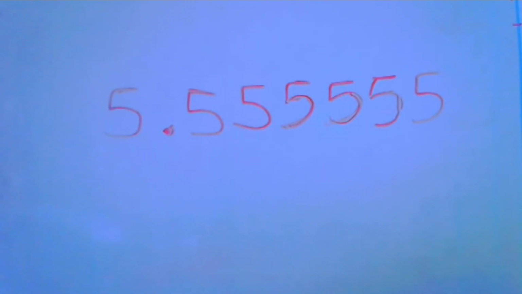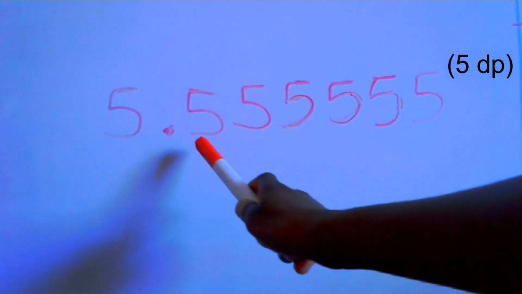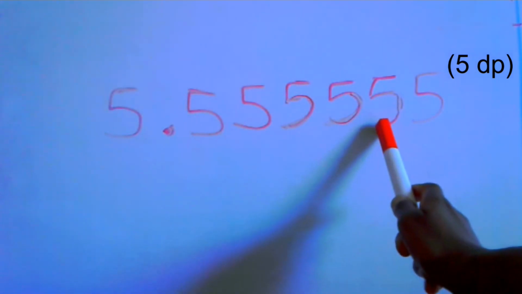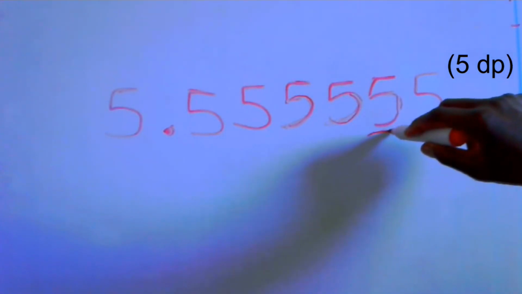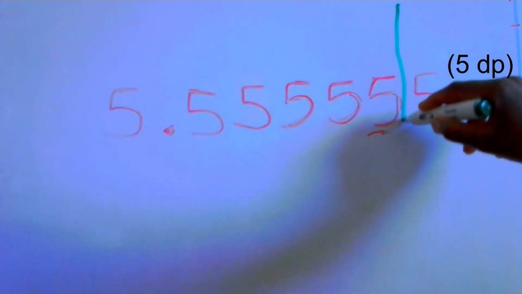Okay, let's round off our next number to 5 decimal places. So let's count our decimal places after the comma. We've got 1, 2, 3, 4, 5. So it's this one that we're concentrating on, and let's put our block there.